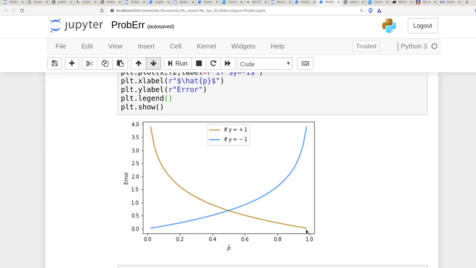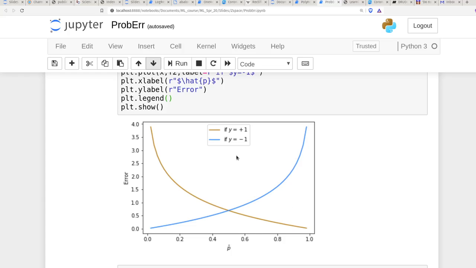Conversely, if the true label is minus 1, then what should be the penalty for p hat being close to 0? It should be very low, because that means that we're predicting that the probability that the label is plus 1 is 0, which is exactly right. And that is reflected here in the fact that the blue curve is way over there. And so there's 0 error there.